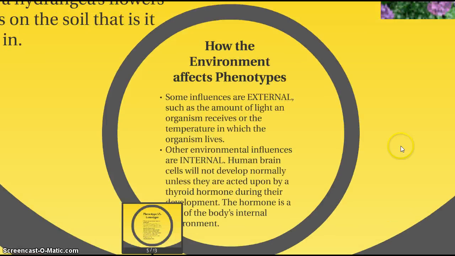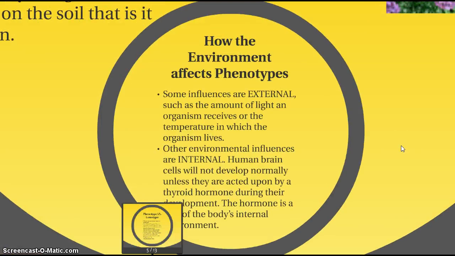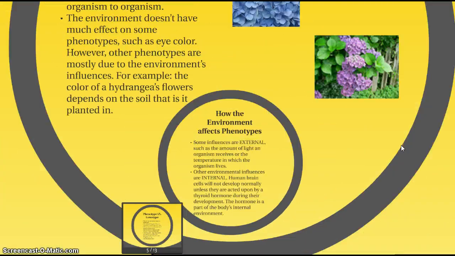How the environment affects phenotypes. Some influences are external, such as the amount of light an organism receives or the temperature in which the organism lives. Other environmental influences are internal. Human brain cells will not develop normally unless they are acted upon by a thyroid hormone during their development. The hormone is part of the body's internal environment.